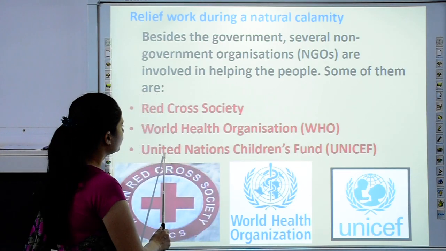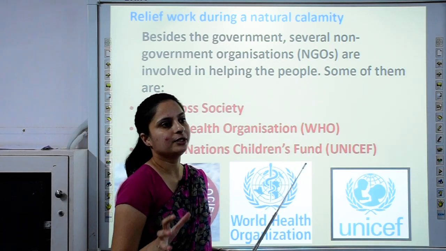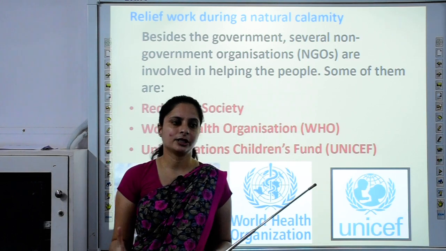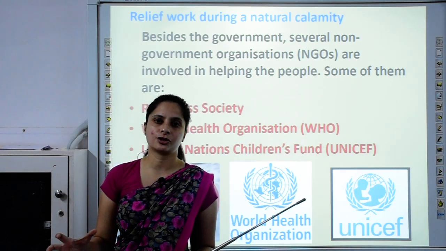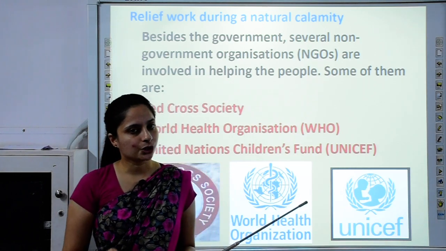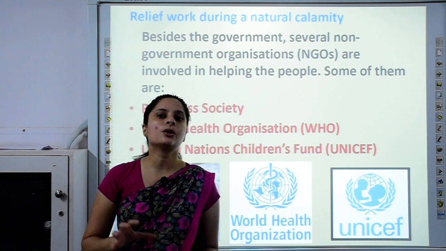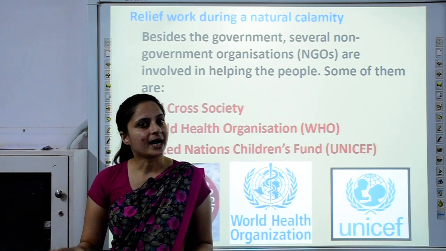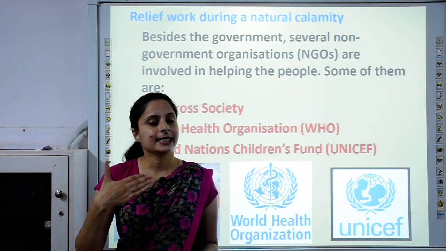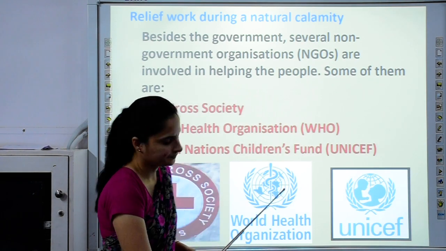United Nations Children's Fund, that is UNICEF, is responsible for the general welfare of the children. It also looks into the health and education of the children. Like during this present scenario, it has ensured that the children are connected to education, and it is also working towards minimizing the spread of the virus and its overall impact on the children worldwide.